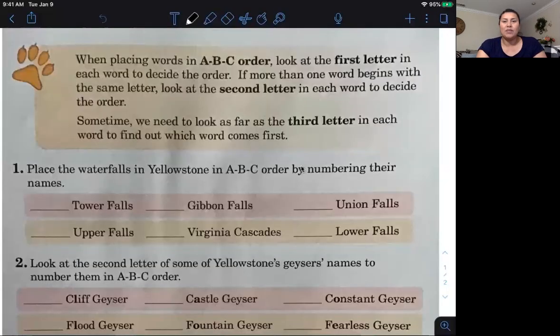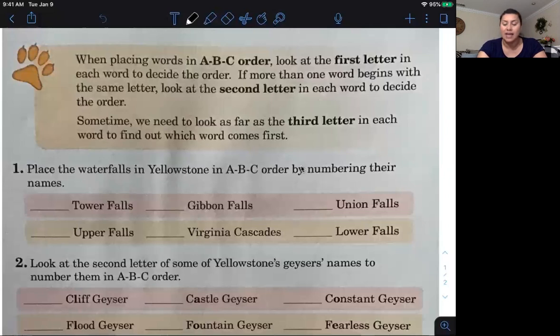All right, read with me right at the top. When placing words in ABC order, look at the first letter in each word to decide the order. If more than one word begins with the same letter, look at the second letter in each word to decide the order. Sometimes we need to look as far as the third letter in each word to find out which word comes first.